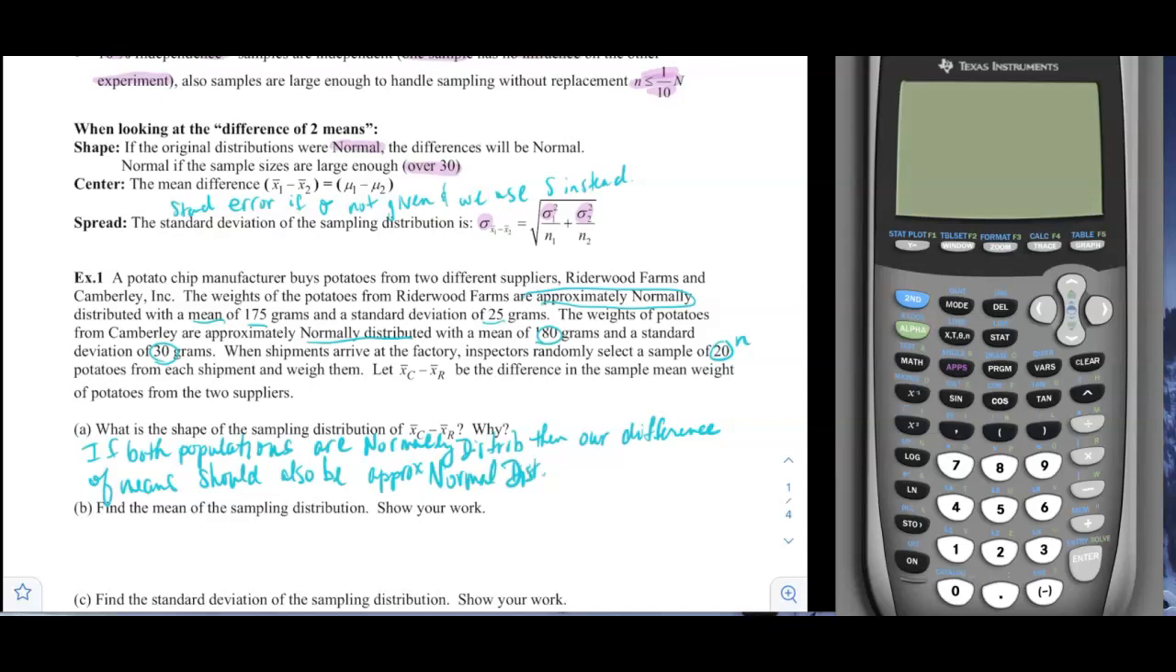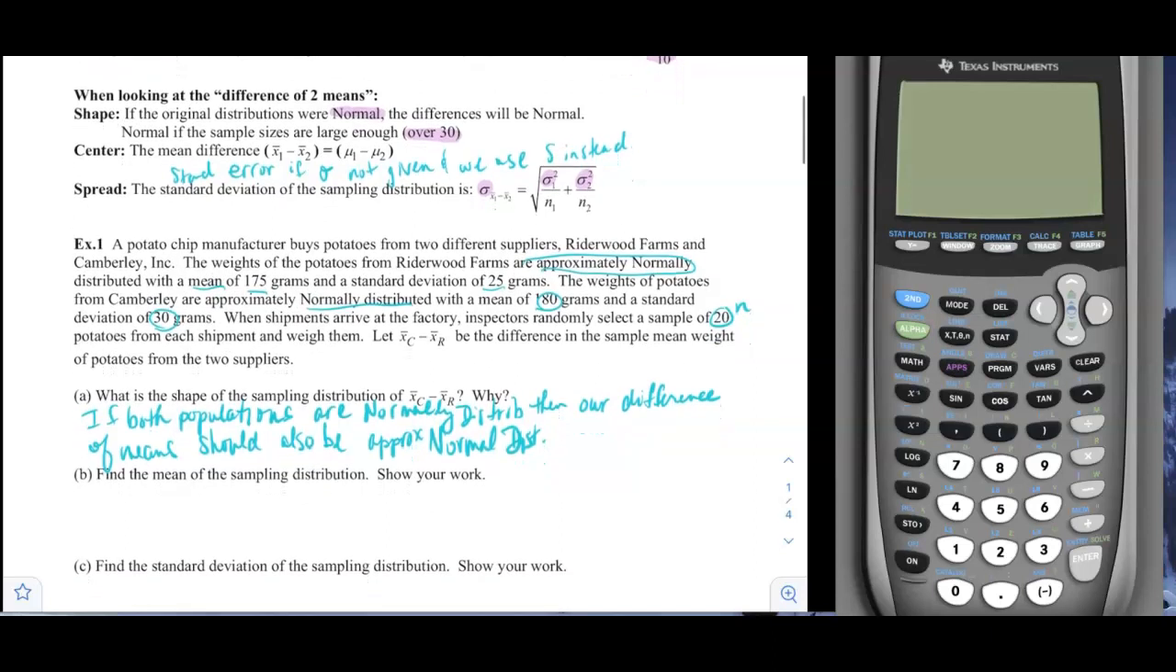Okay? If it didn't pass that and they didn't give us normal, then we could go up and check the 30, right? But we don't even have to do that. All right, the next part, it says find the mean of the sampling distribution. All right, that's not so bad.